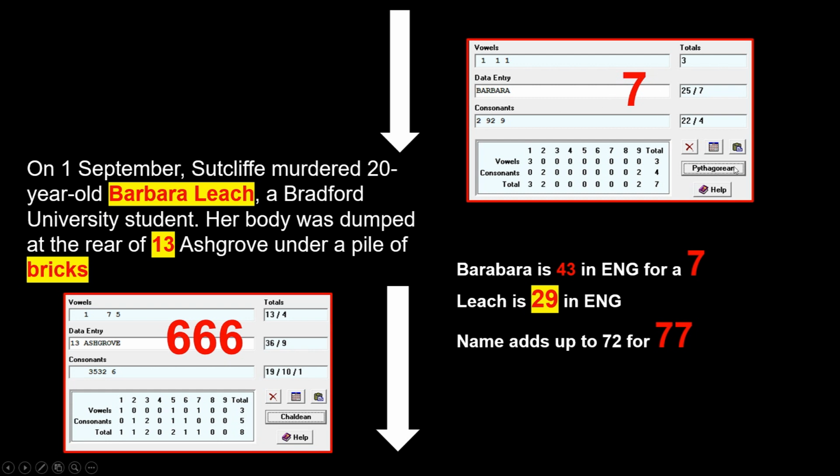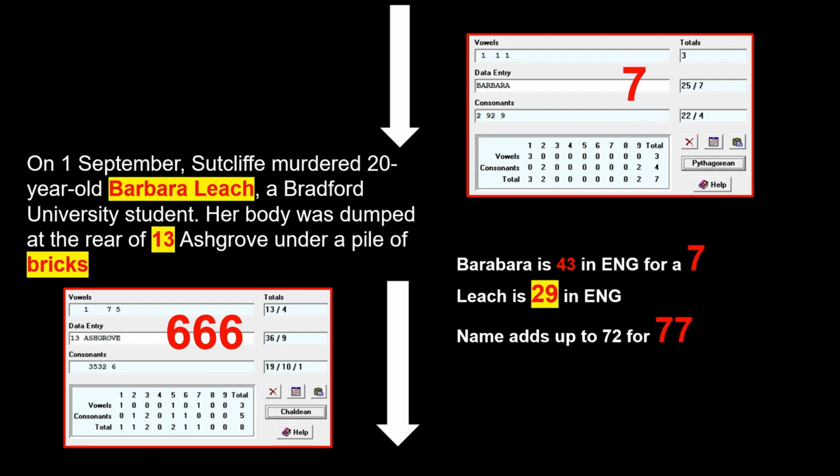Barbara is 7 in Pythagorean, it's 25 for 2 plus 5 for a 7. Barbara is 43 in English for a 7. Leach is 29 in English, so there's our 92 again. And the name adds up to 72. 43 and 29 for 2 sevens for 7 7. So yet again coded.